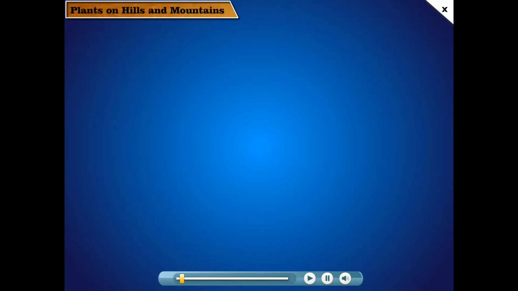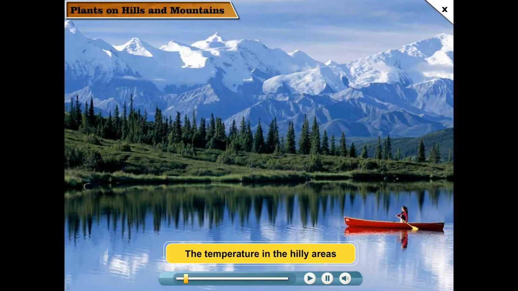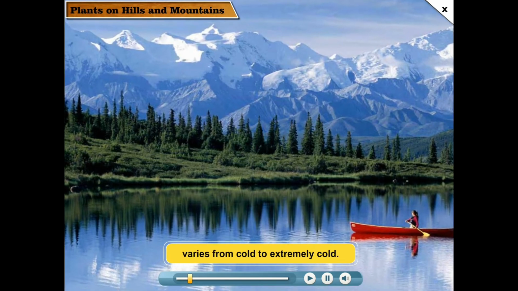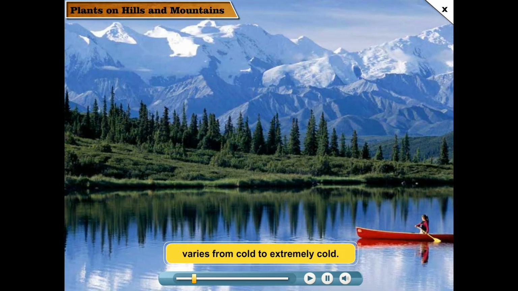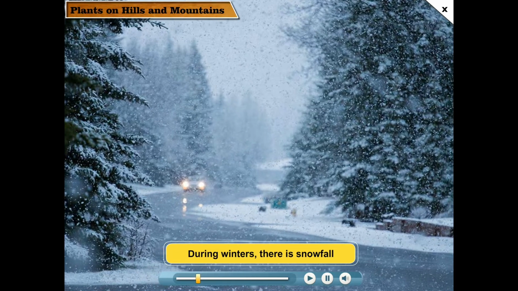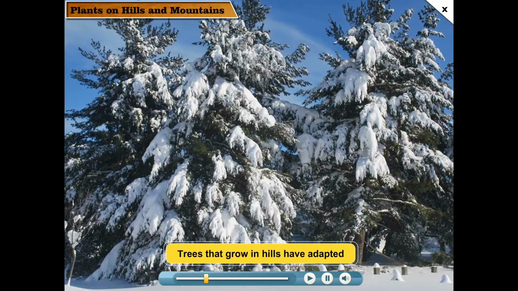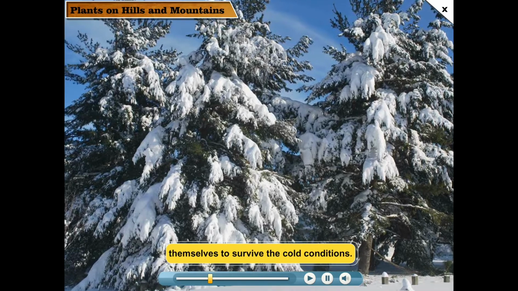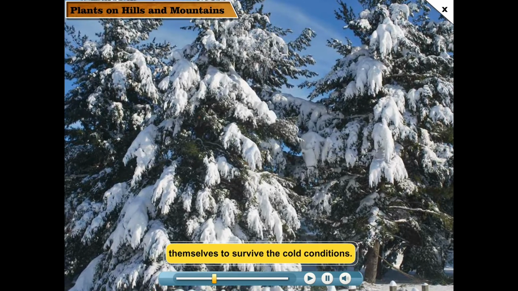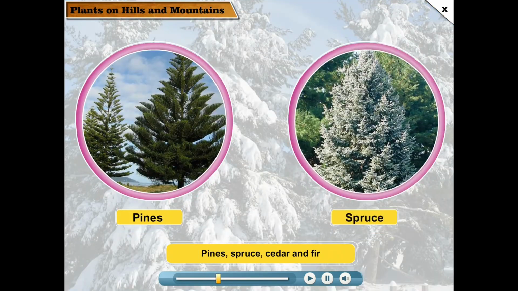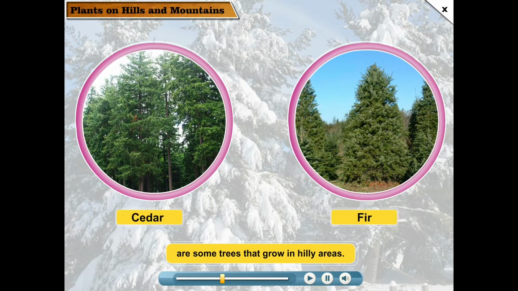Plants on hills and mountains. The temperature in the hilly areas varies from cold to extremely cold. During winters, there is snowfall in some areas. Trees that grow in hills have adapted themselves to survive the cold conditions. Pinus, spruce, cedar, and fir are some trees that grow in hilly areas.